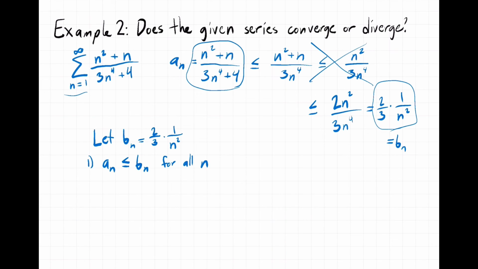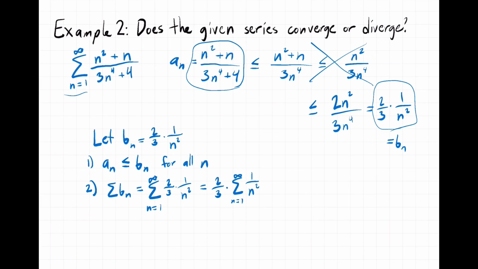Next question, what about the series, the sum of bn? Well, take the sum as n goes from 1 to infinity of 2/3 times 1 over n squared. We can factor out a constant multiple. Remember, this is an infinite sum, and we can factor constant multiples out of a finite sum and also out of an infinite sum. So this is equal to 2/3 times the sum, as n goes from 1 to infinity, of 1 over n squared.